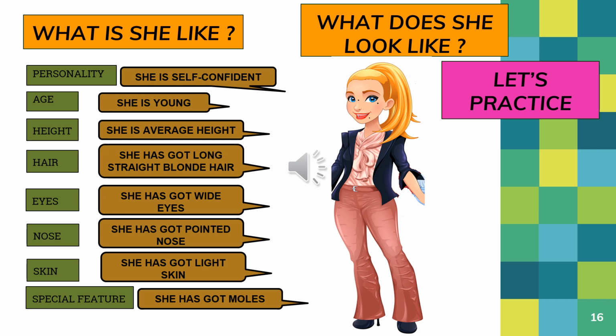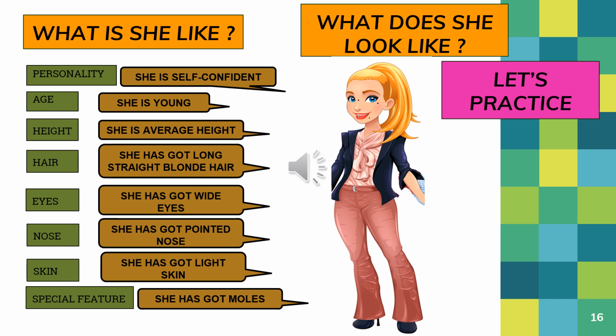In this picture, we can describe the girl by starting with asking her personality. The expression is, what is she like? So we can conclude by looking at the picture that she is self-confident. After you describe her personality, then continue by describing her physical appearance. Start with her age. She is young, and then her height, she is average height.